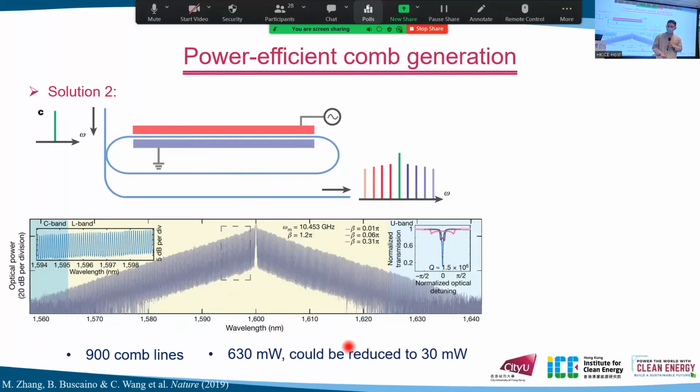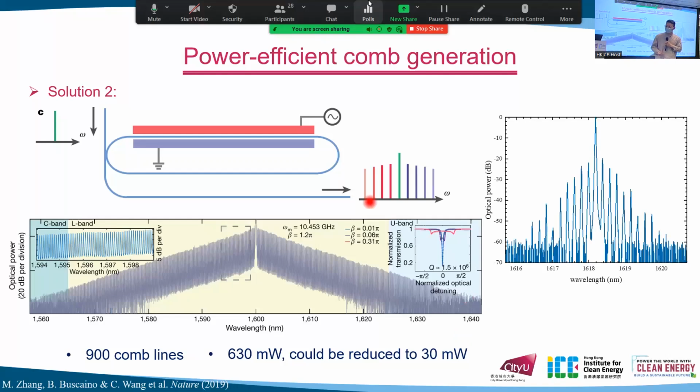And this could be further reduced to about 30 milliwatts by some optimization. At CPU, we are still working on this part. It is very technical, but it works. And now we are working on the optimization.